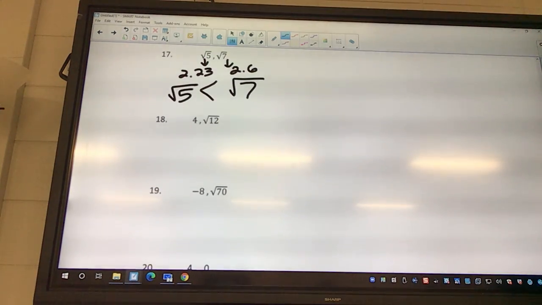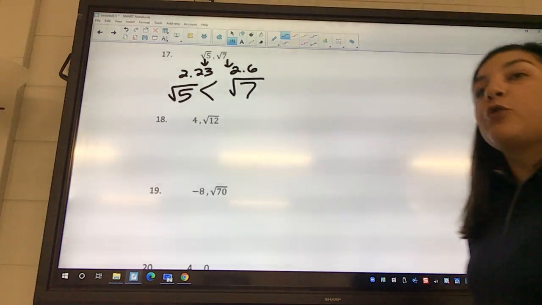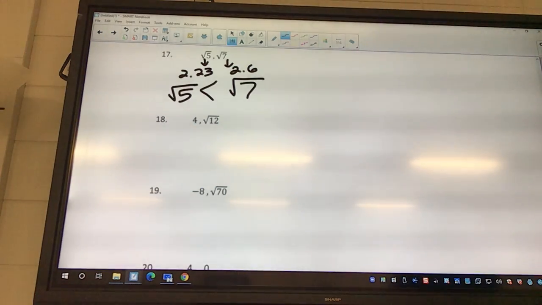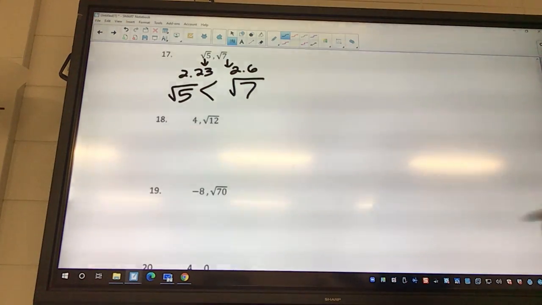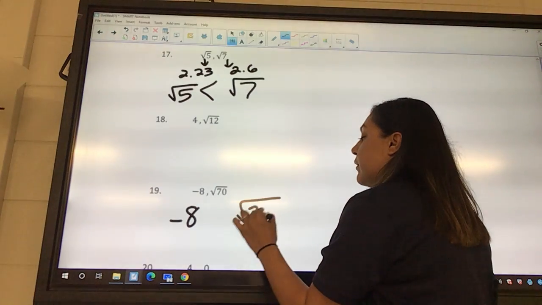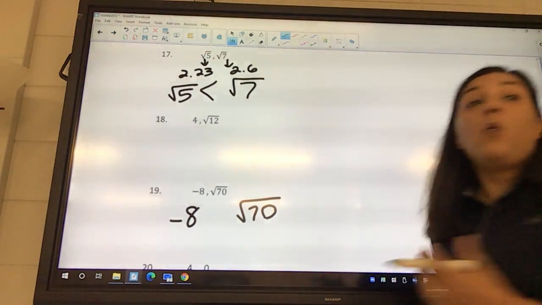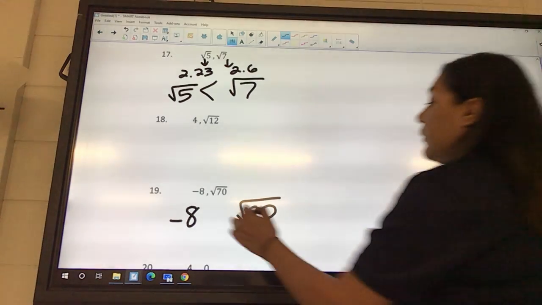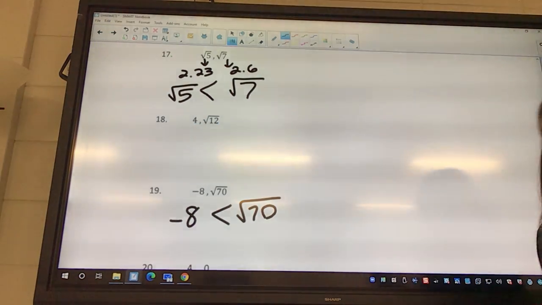Okay, 19, negative 8 or the square root of 70. Now, I just want you to think about this: what is bigger, a negative number or some positive number? A positive number. So do you really even need to see what the square root of 70 is? No, because no matter what the number is, it's got to be bigger than negative 8. And so that alligator mouth should be eating the square root of 70.